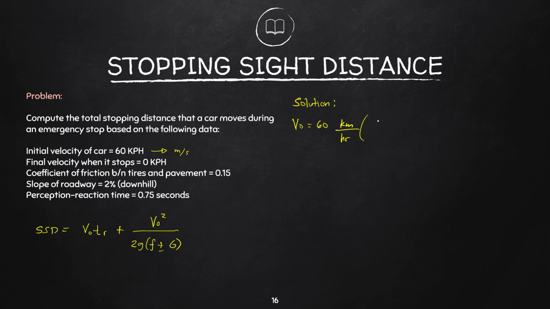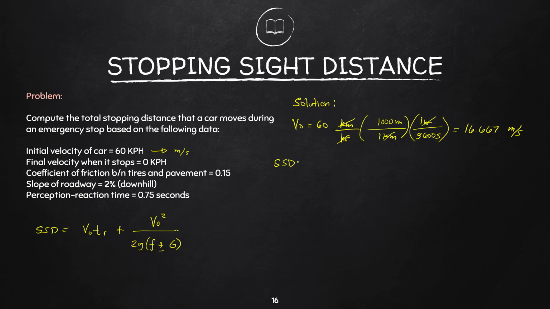so we have here 1000 meters is equal to 1 kilometer, and 1 hour has 3600 seconds. We can cancel this, and this one we will have meters per second. We will have 60 times 1000 over 3600, and that would be 50 over 3, or 16.667 meters per second. So we are now ready to find the total stopping sight distance.